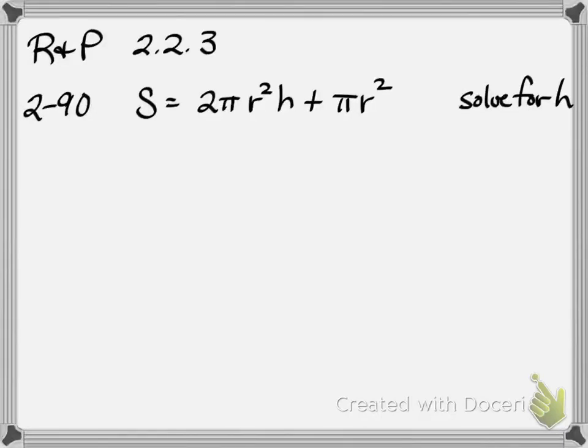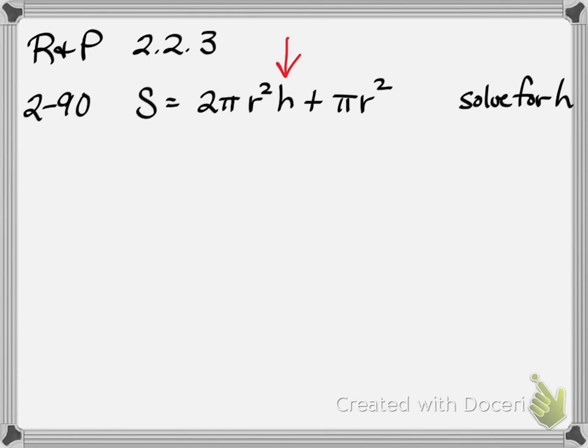Okay, I think I promised you all that I would try to finish up the questions you still had on 2.2.3. So here's number 90. We have this equation for S, and they want us to rewrite it and solve for H. So they want us to get everything away from the H and get the H by itself. I think this is the surface area formula for a cylinder, maybe. I'm not positive. It's a surface area formula for something.